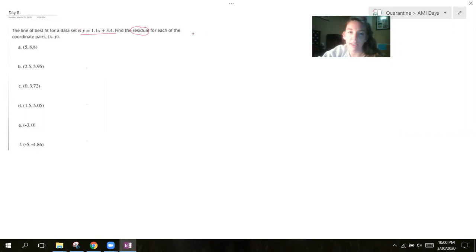So you have that formula that we talked about: the actual minus the estimated value. Okay, so first thing you have to do is find the estimated value.